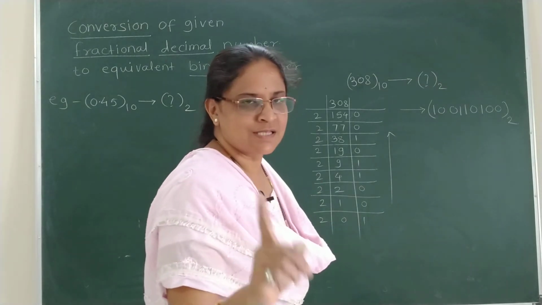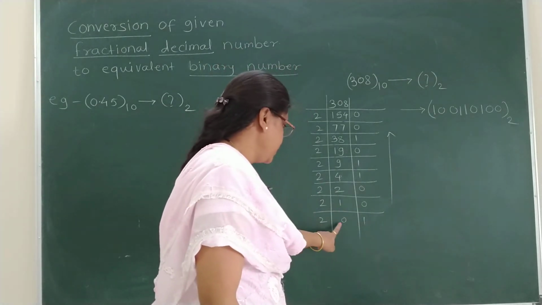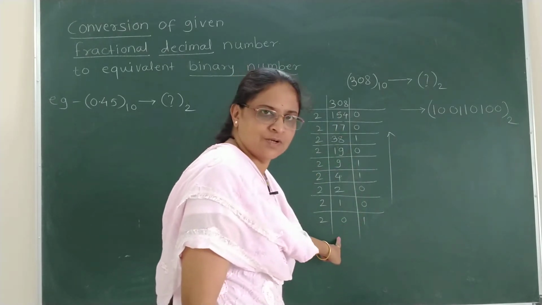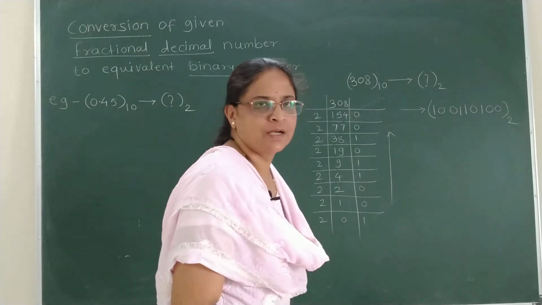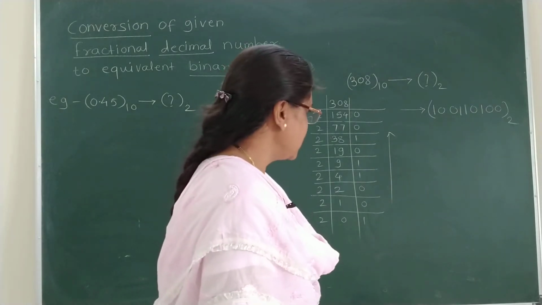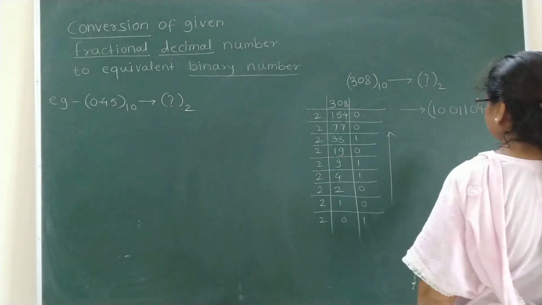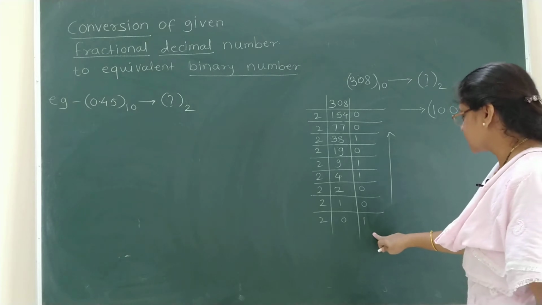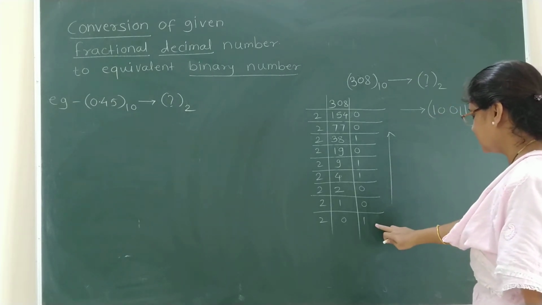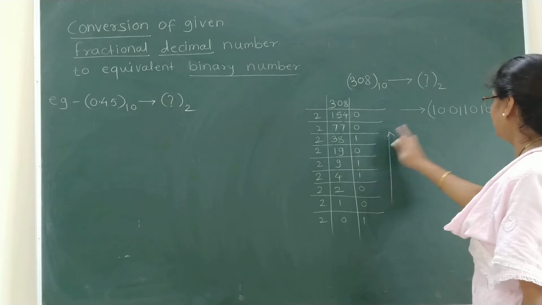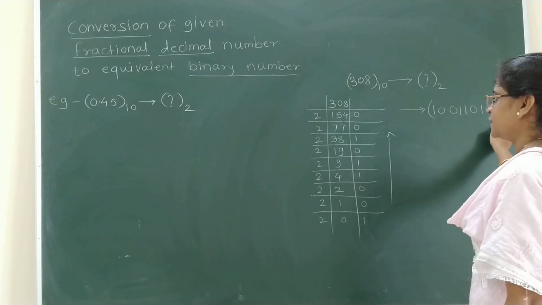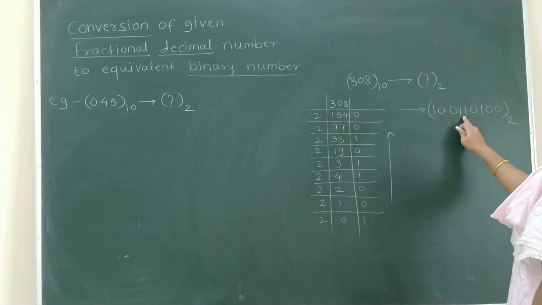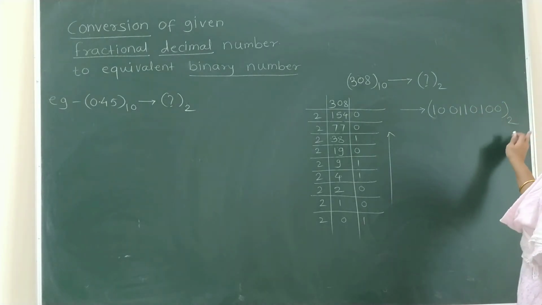And the last step, the quotient is 1. 2 into 0, 0, remainder 1. So this completes the conversion method because the quotient has now become 0. Now how to write the answer, from bottom to top? Here it shows, while writing the answer, take the lowest digit as the leftmost digit and write the answer as 100110100. So this is the equivalent of 308 to the base 10 as 100110100 to the base 2.